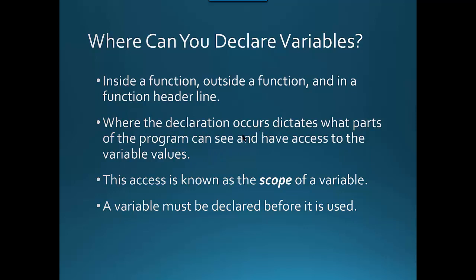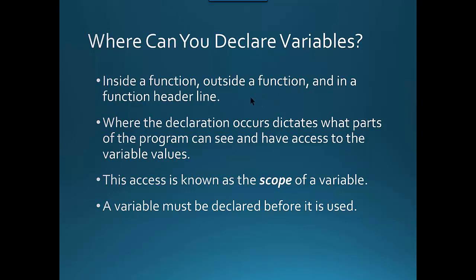And where you declare it dictates what parts of the program you can see it, and that's called the scope. So if you declare a variable inside a function, then it can only be seen from code that's inside that function. If you declare it outside of all functions, that's called a global variable, and it can be seen anywhere.